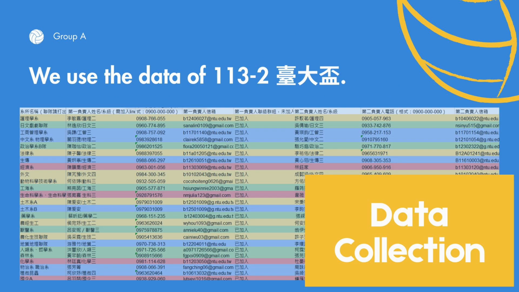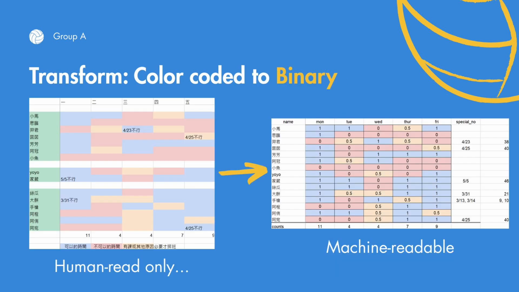We use the data from the tournament held in 2025 spring, which is this semester's tournament. The spreadsheet includes information about teams and referees, as well as their availability and group assignment. The spreadsheet is restructured. In this example, we use binary data form to present the referee's availability.